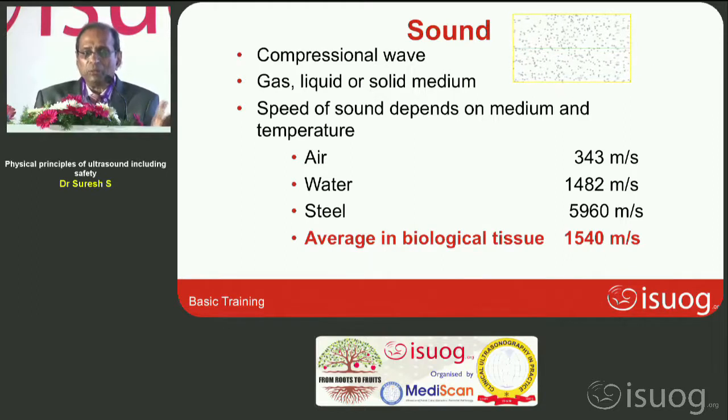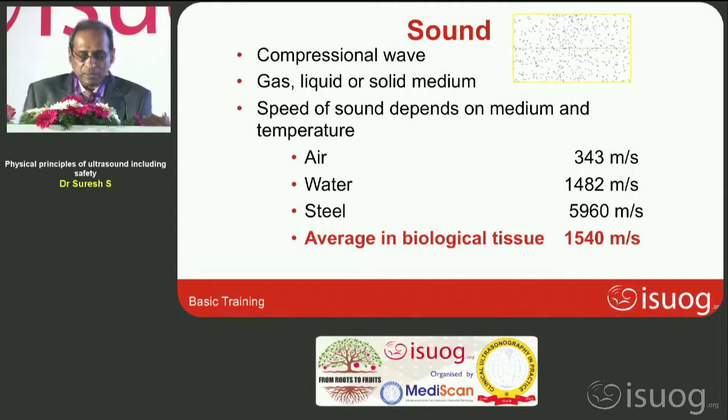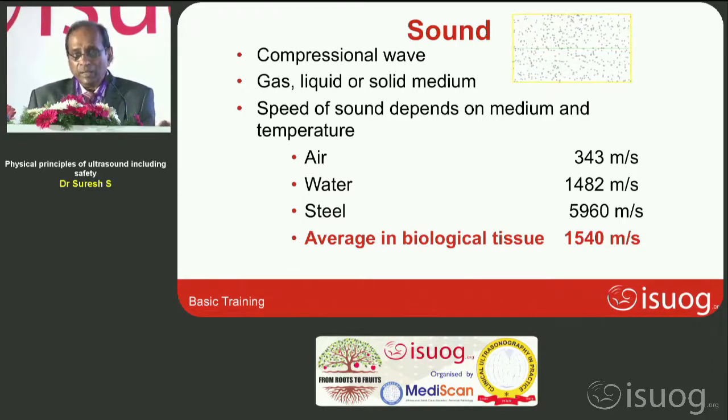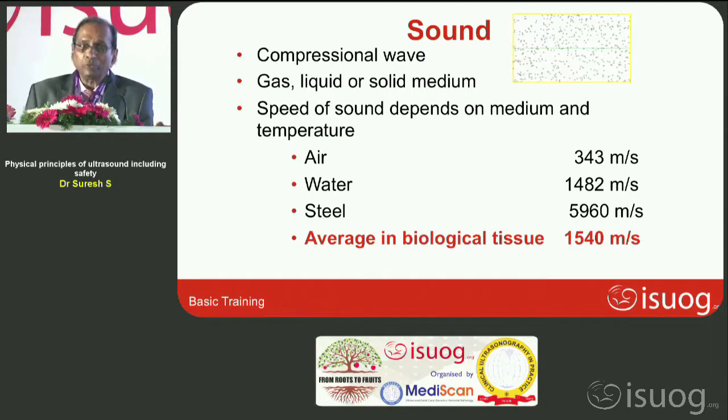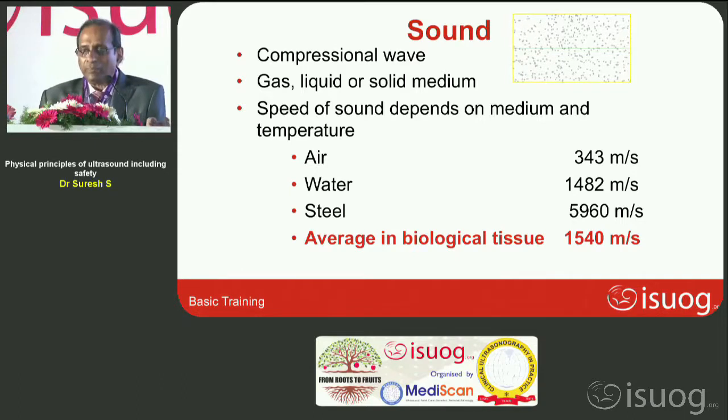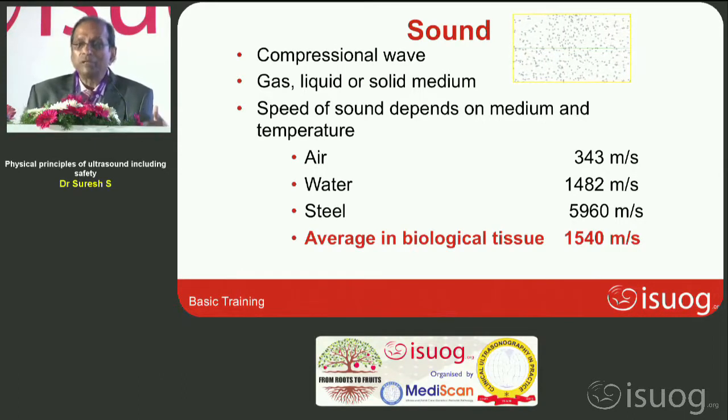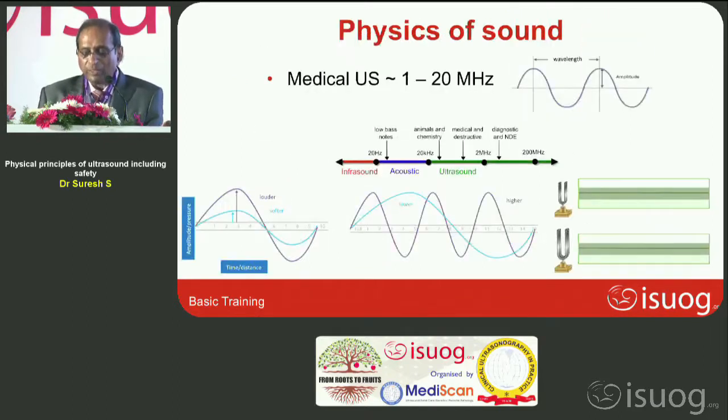As I said earlier, sound is a compressional wave, and it can go through gas, liquid or solid medium, and the speed of sound depends on the medium and the temperature. Sound travels through air at 343 meters per second, through water at 1482 meters per second, through steel at 5960 meters per second, and the average speed of sound in biological tissue is 1540 meters per second. And this 1540 number is very critical to remember, because this is what the ultrasound machine uses for calculating distances. It calculates the average speed of sound and gives you the distance traveled by sound.